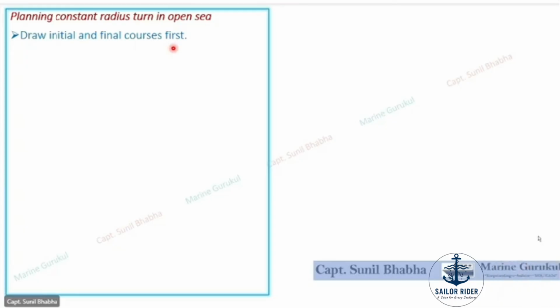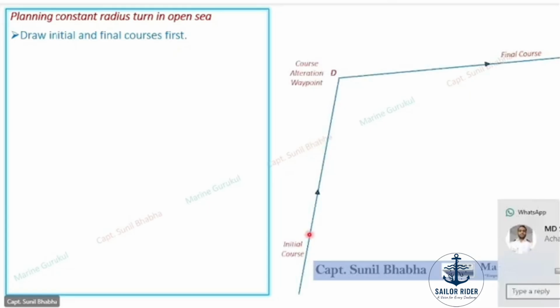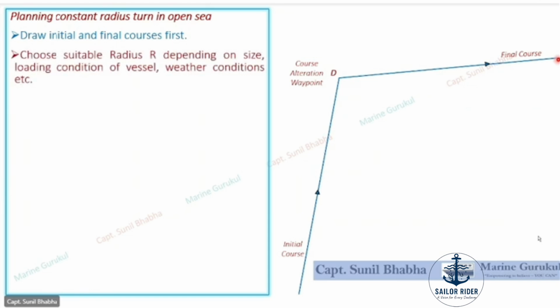So let's plot our initial and final courses in the diagram. You can see the initial course, the alteration point at delta, and the final course coming up in the diagram. Now we have to choose a suitable radius. The radius is decided as per the ROT formula. ROT is equal to V by R.